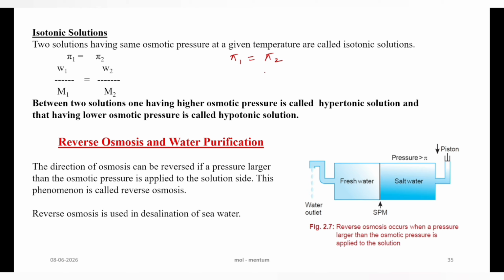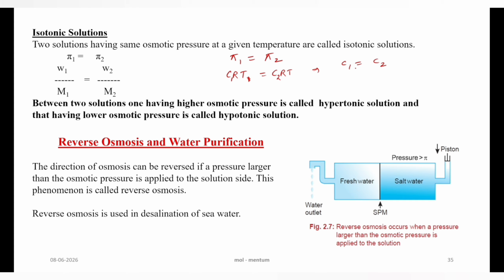So what is pi? Pi is equal to CRT. So when we write, we can also write C1RT is equal to C2RT. Okay, if temperature is the same, temperature has no significance, only concentration varies. R is again the universal gas constant. Temperature, if it is constant, has no role to play. That means C1 is equal to C2.